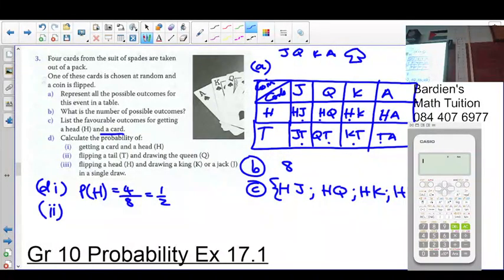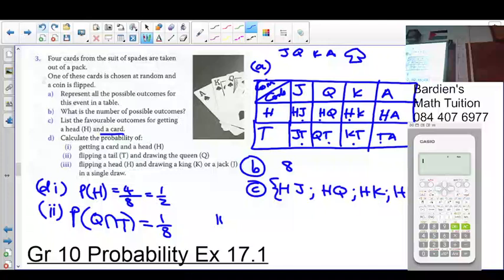D2, flipping a tails and drawing a queen. So flipping a tails and drawing a queen. So it's a tails and queen. So how many are there? 1. So it will simply be 1 out of 8. Probability of a queen and a tails will be 1 out of 8.